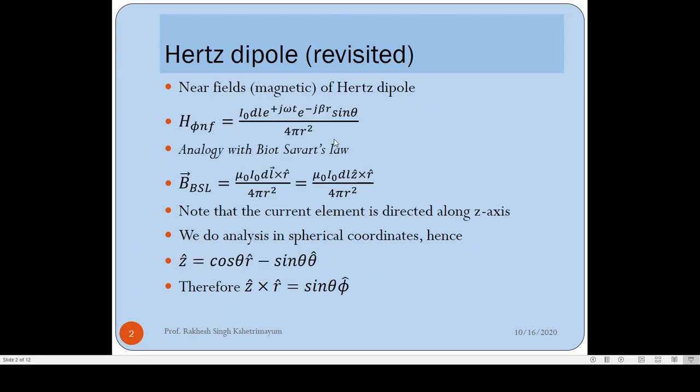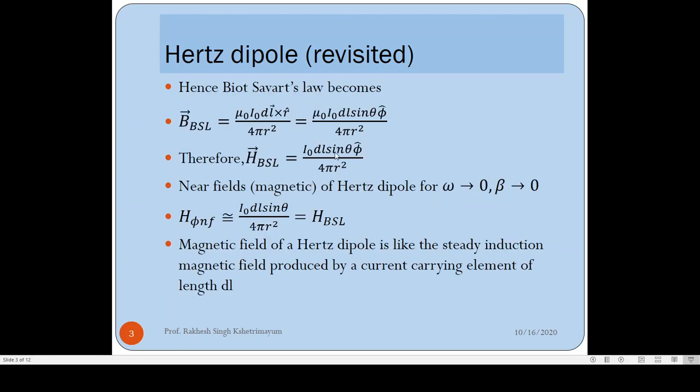In that case, in the terms exponential plus j omega t and exponential minus j beta r, omega is tending to 0 and beta is tending to 0, so these terms will become 1. So simply what we have is exactly the same expression for the near field magnetic field of Hertz dipole as that of the magnetic field obtained using the Biot-Savart law for magnetostatics. So this is one surprising result.